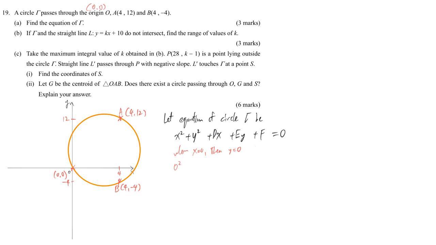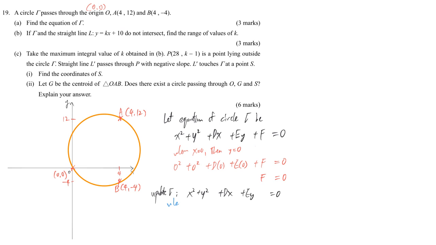Then we have 0 squared plus 0 squared plus d times 0 plus e times 0 plus f equal to 0. So all the terms times 0 give you 0, so only f is left and f is equal to 0. So we can directly update our formula. It becomes x squared plus y squared plus dx plus ey equal to 0 only.